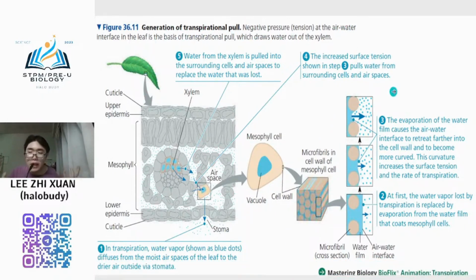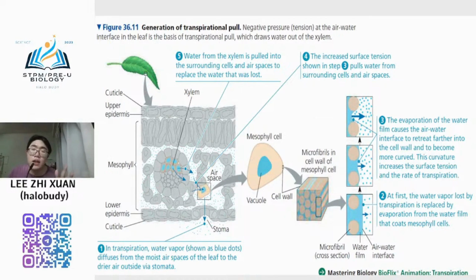So in the examination, when you explain the generation of transpiration pull, you need to explain this only. You don't need to explain the cohesion tension theory. If the examination is focused on the transpiration pull only, this is the process by which the transpiration pull is generated, but it does not involve cohesion tension theory yet. So you need to differentiate them.